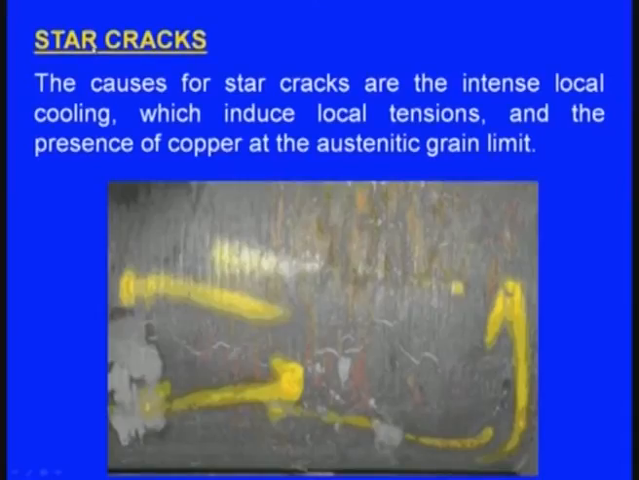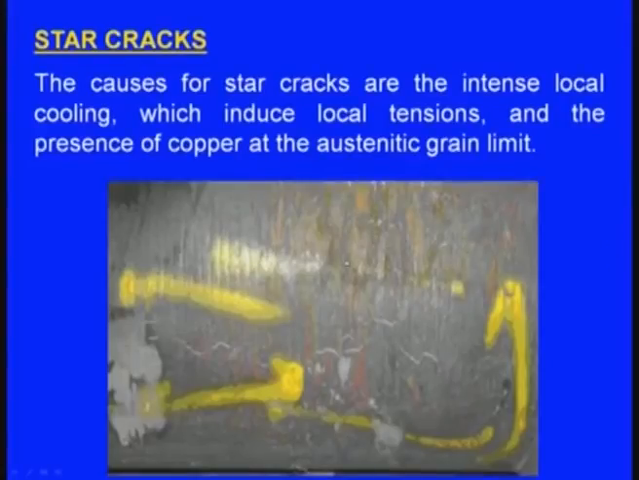Next defect is the star cracks. The causes for the star cracks are the intense local cooling, which induces local tensions, and the presence of copper at the austenitic grain limit. These cracks have a star appearance. You can see here, they look like a star. They are not perpendicular to the axis, they are not parallel to the axis, but they develop cracking in multiple directions. So, this is the star crack.